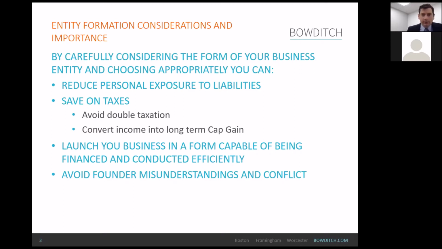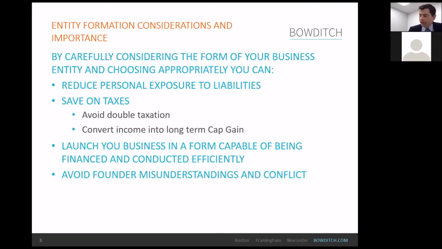The common considerations between corporations and LLCs, and C corps and S corps, is the idea of double taxation. The other tax consideration, they're not the only one, but certainly one of them, is to convert your current income into a long-term capital gain, which is typically a lower tax rate than your corporate taxes.